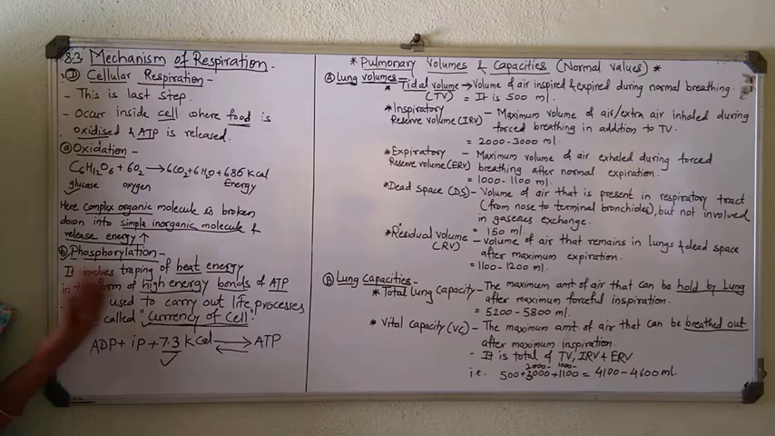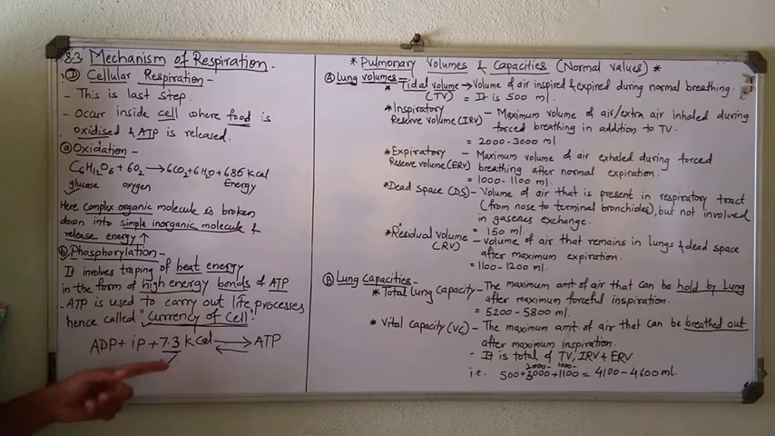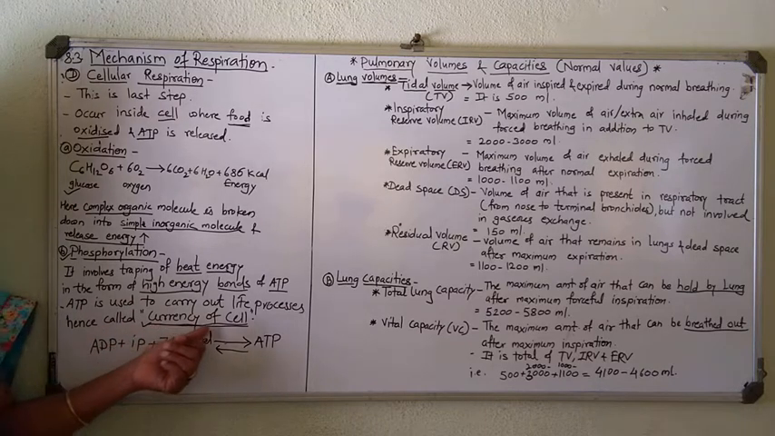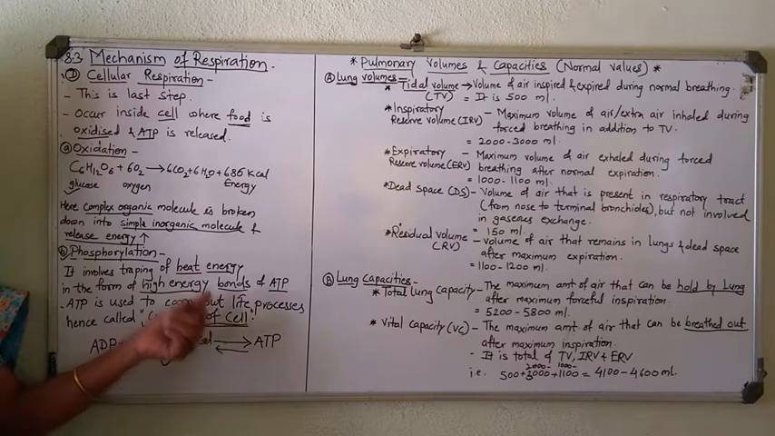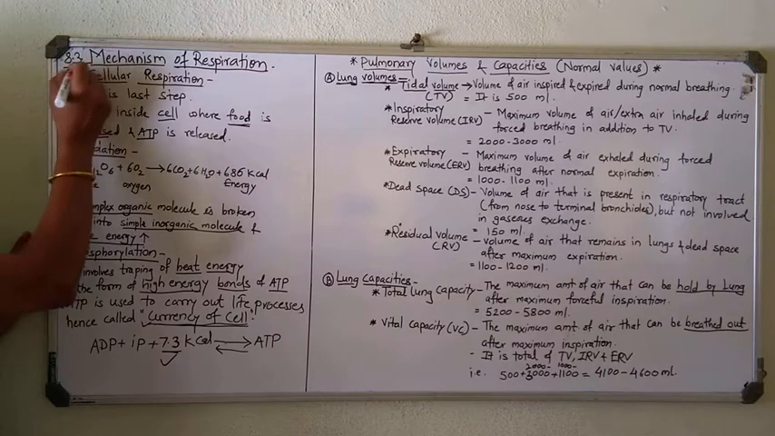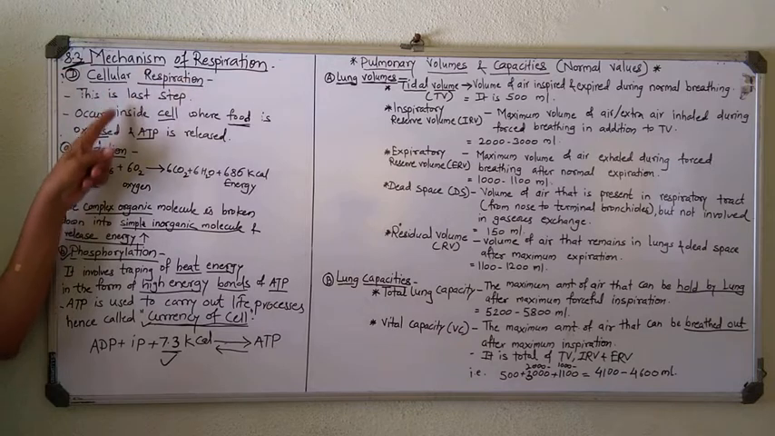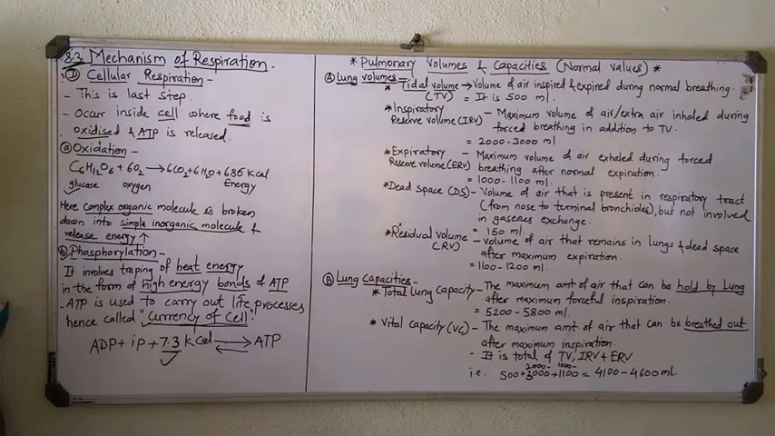Neurons bring about nerve impulse conduction. So all these life processes, life functions are carried out by this energy. Hence that energy is known as currency of cell. So here we complete the unit 8.3 known as mechanism of respiration, under which we have studied 4 different points: breathing, external respiration, internal respiration, and cellular respiration.